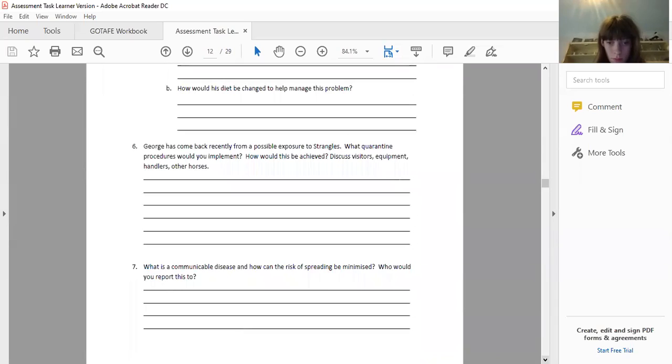7, what is a communicable disease and how can the risk of spreading be minimized? So what makes the disease communicable and how do we cut down on the chances of that being spread to other horses? And if we're concerned about one of those diseases, who would we report that to?